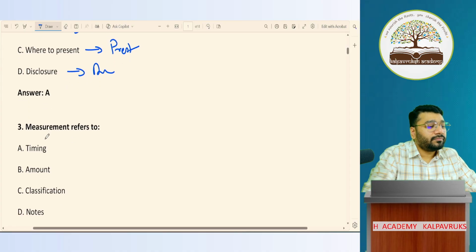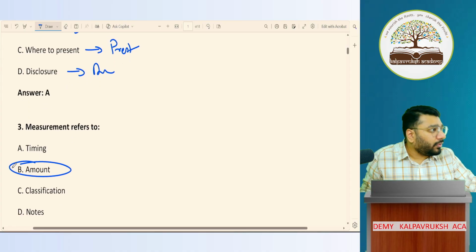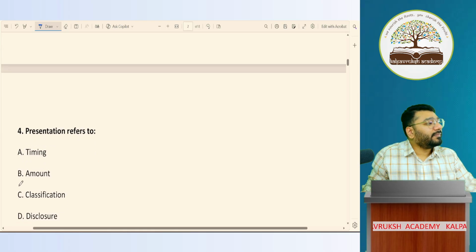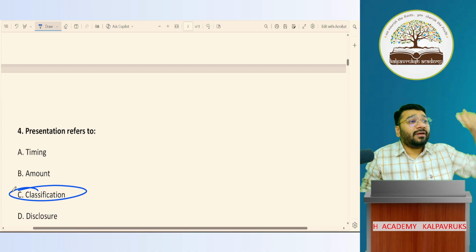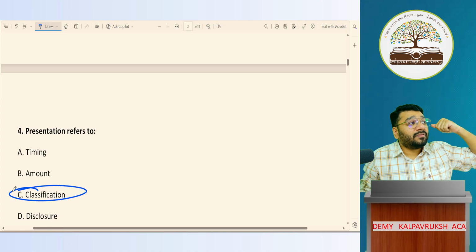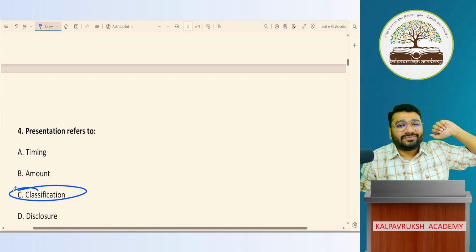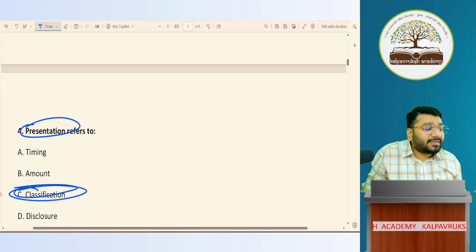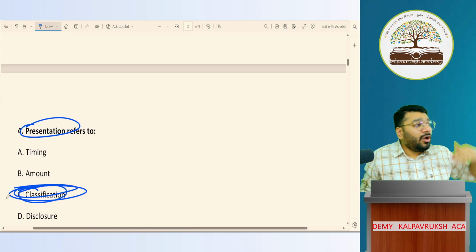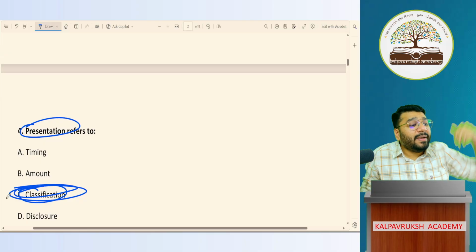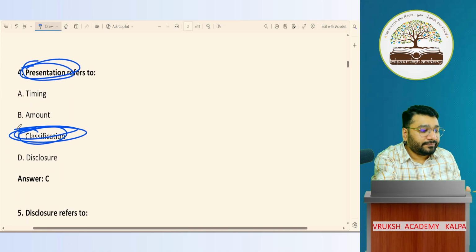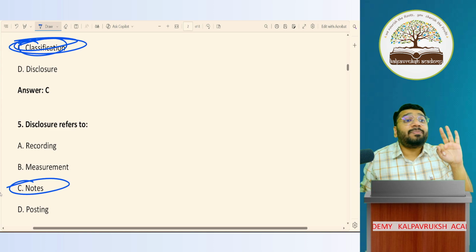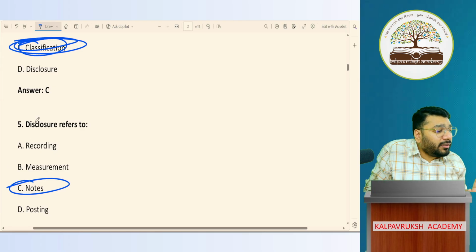Measurement refers to amount. What amount should I record the entry for? Amount. Presentation refers to classification. Now, land and building, where should I show? Under non-current asset. Cash and cash equivalent, where should I show? Under current asset. So the presentation part is taken care of as classification. So classification of the items in P&L and balance sheet is dealt with under the presentation aspect. Disclosure refers to notes, additional information, explanatory statements, whatever they say, all these are a part of your disclosure. This is the right answer.